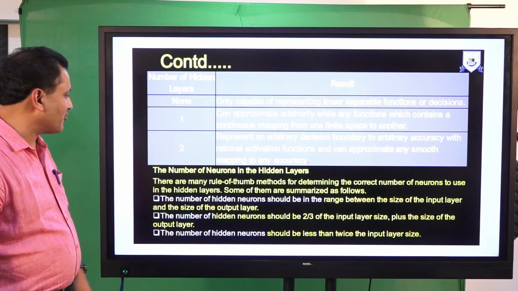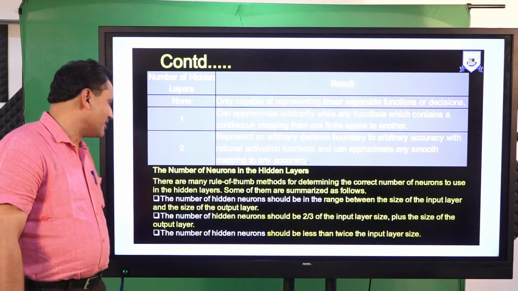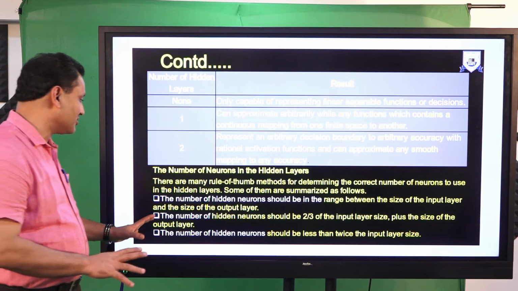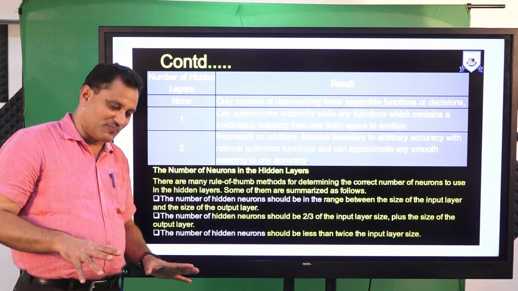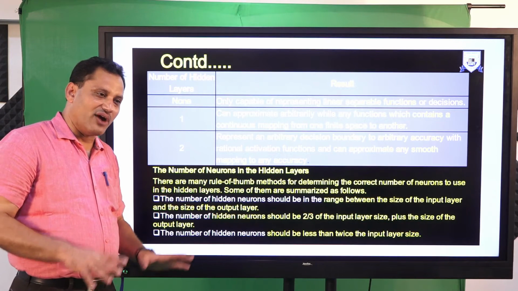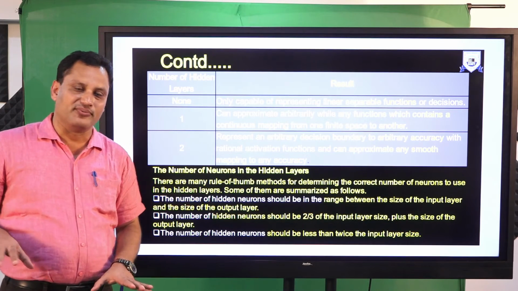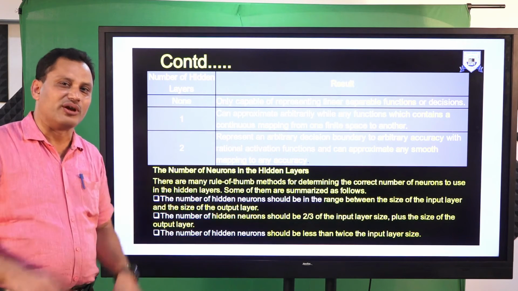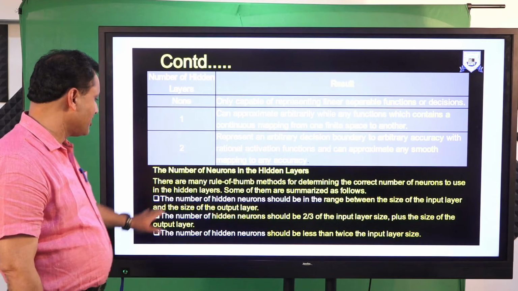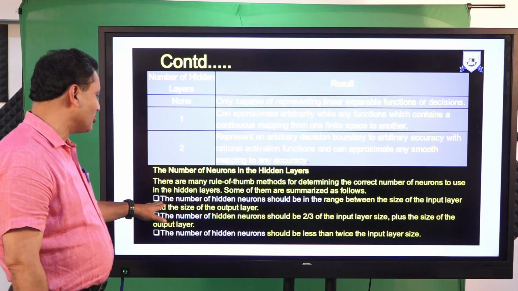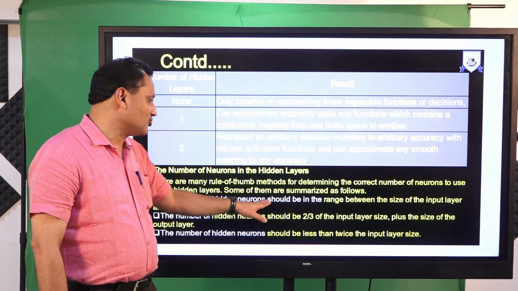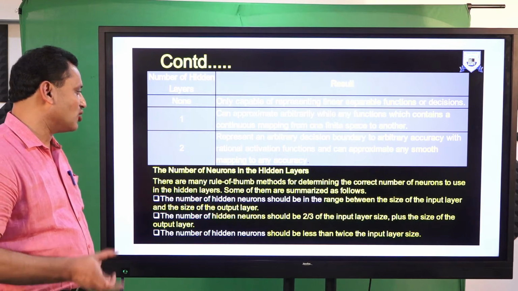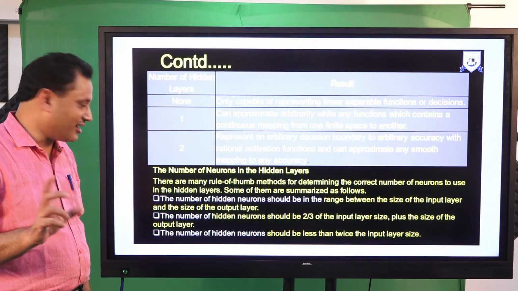Let us discuss the last part of this: how the number of hidden layers and the number of neurons in hidden layers are decided. This is very interesting. The scientists who were designing different neural networks to solve different problems tried to write some thumb rules so that the performance of the neural network is good. What do they say? When you are deciding neurons in a neural network, the number of hidden neurons should be in the range between the size of the input layer and the size of the output layer.